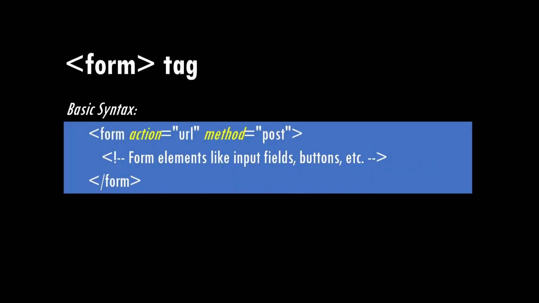Form tag. The form tag in HTML is used to create a form for collecting user input. Forms are essential for interactions on the web, allowing users to enter data that can be sent to a server for processing. This can include logging in, signing up, searching, submitting feedback, and more. This is the basic syntax.